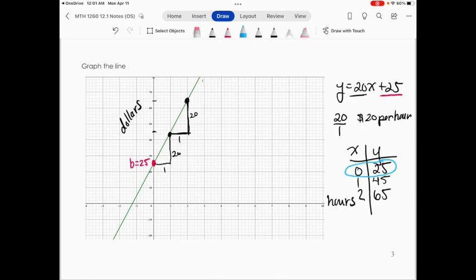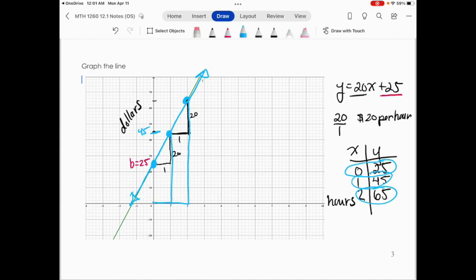So I get the point (0, 25), that's this point here. Then at 1, I come over to 1, and I go up to 45. That's here. Then at 2, I come over to 2, and I go up to 65. And then when I connect those dots, I get my line.